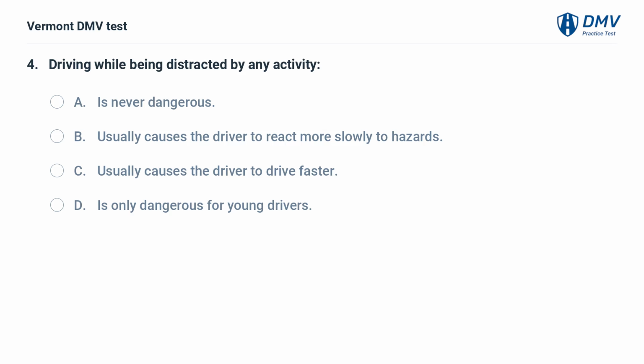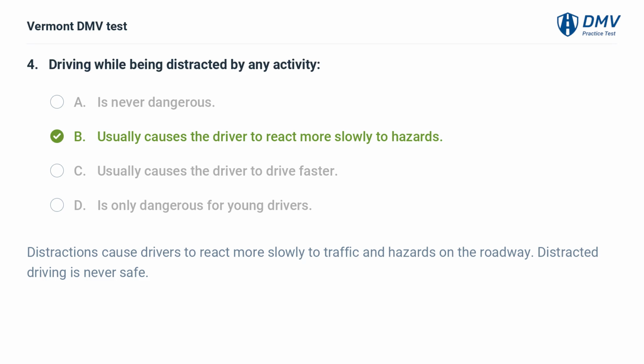Driving while being distracted by any activity A. Is never dangerous. B. Usually causes the driver to react more slowly to hazards. C. Usually causes the driver to drive faster. D. Is only dangerous for young drivers. B. Usually causes the driver to react more slowly to hazards.